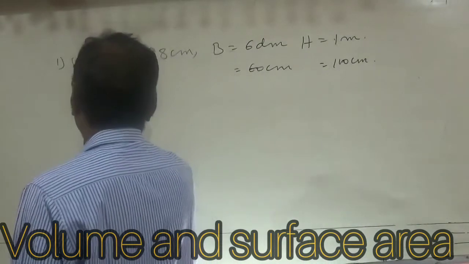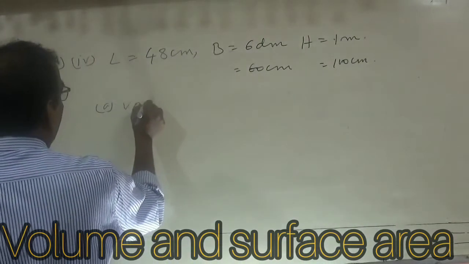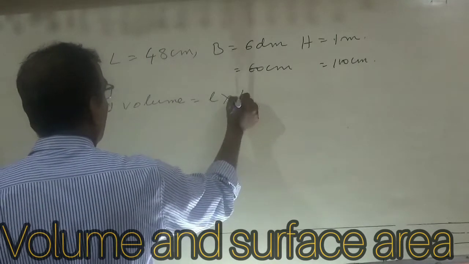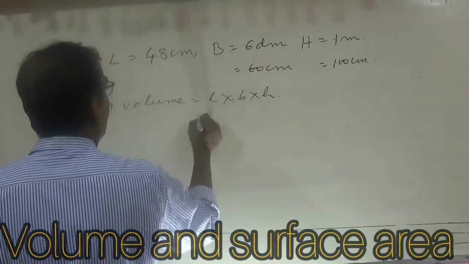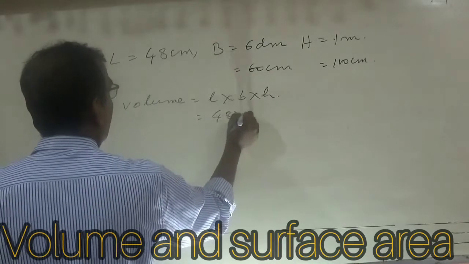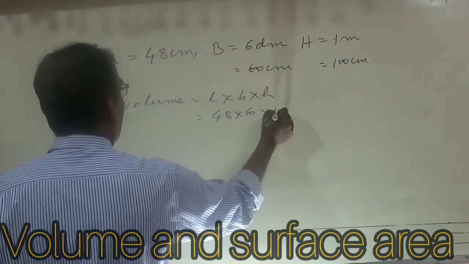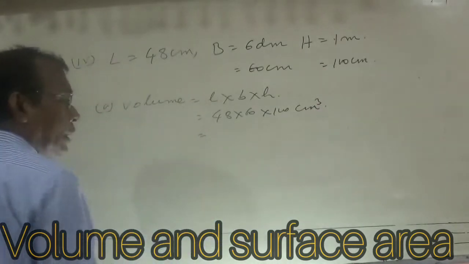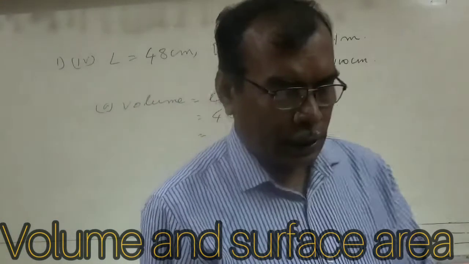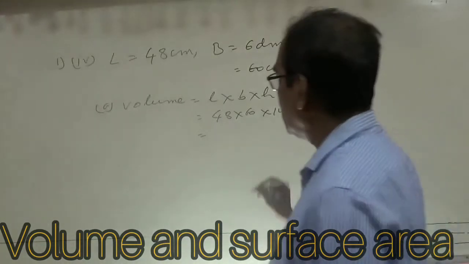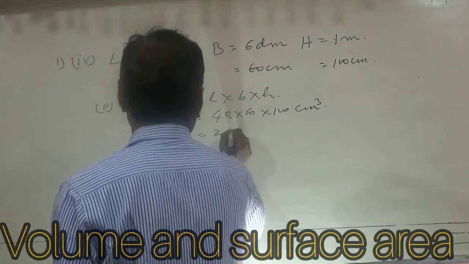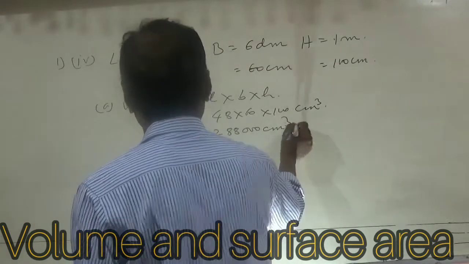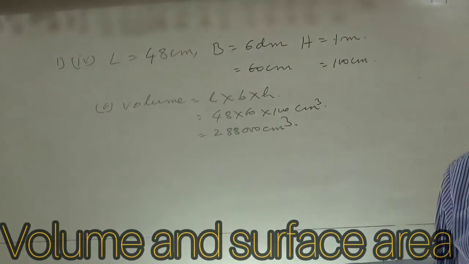Now we have to find the volume. They are asking you to find volume first. Volume is equal to length into breadth into height. Formula is equal to 48 into 60 into 100. Obviously centimeter into centimeter into centimeter is centimeter cube. Now if we multiply, the result will come 288000 centimeter cube. This is volume.